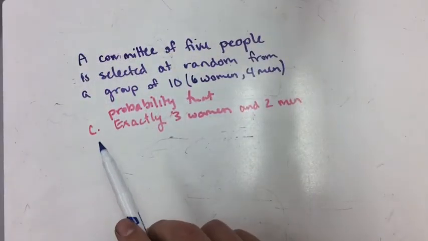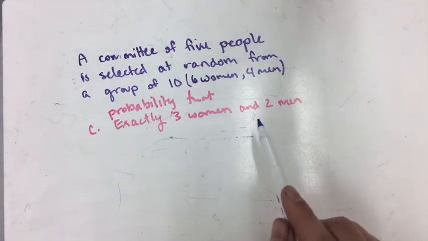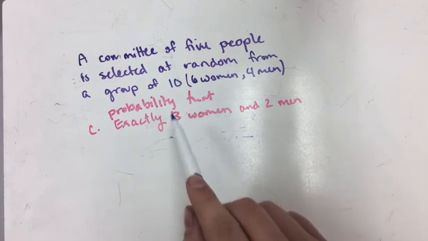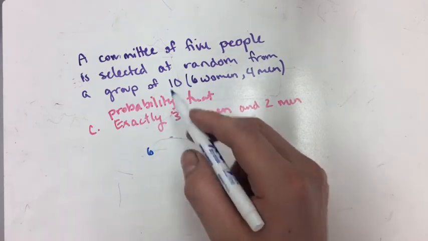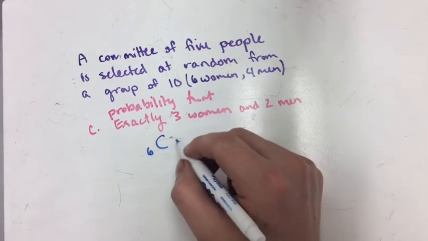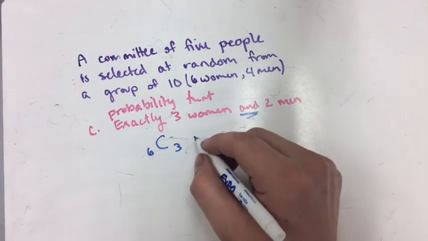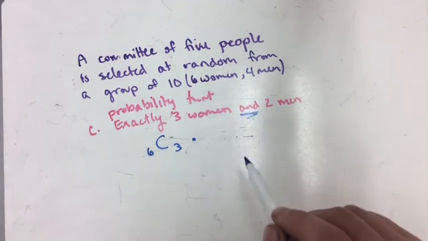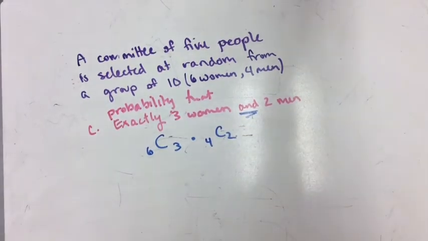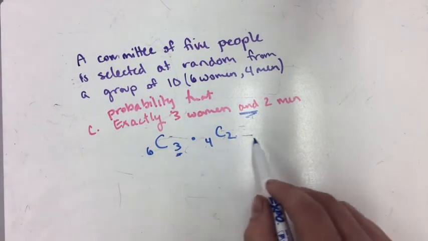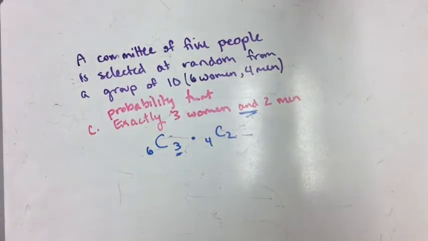Okay, part C is going to ask, what is the probability that exactly 3 women and 2 men make it onto this committee? So what we're going to do is think, how many women do we have? There's 6. And how many do we want? We want to choose 3. So there's going to be 6 choose 3. And so we're going to multiply. And we want to choose 2 men out of how many men? 4. So it's going to be 4 choose 2. This gives us our 5-person committee. We've chosen 3 and we've chosen 2. That meets our 5-person committee that we're trying to get.